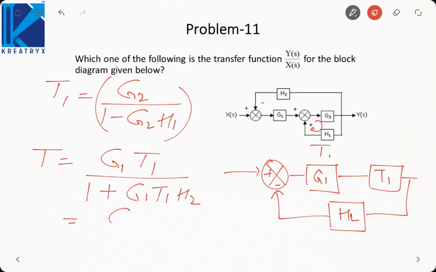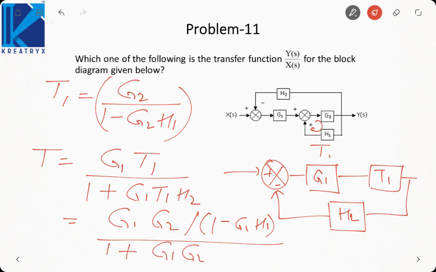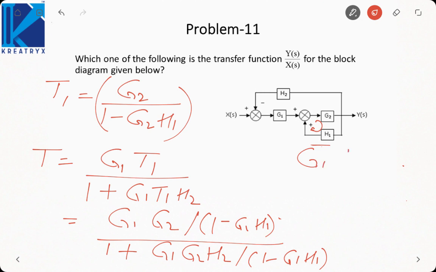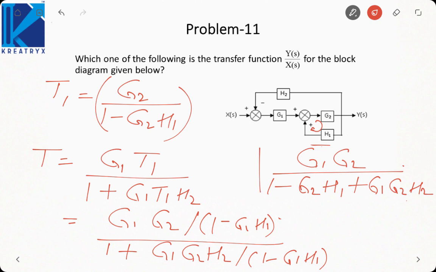So G1 into T1 would be G1 G2 by 1 minus G2 H1, over 1 plus G1 G2 H2 over 1 minus G2 H1. Simplifying it, the numerator would be G1 G2 over 1 minus G2 H1 plus G1 G2 H2. This would be the transfer function of the entire block diagram.